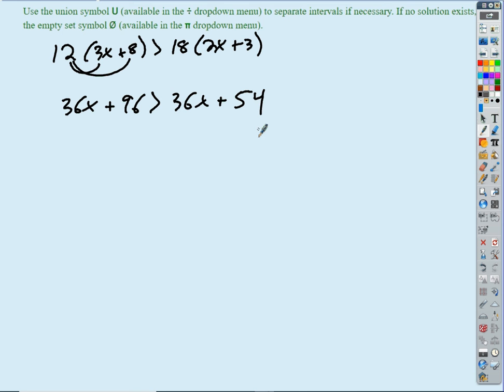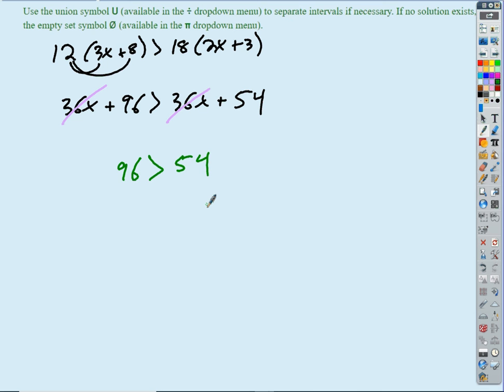What happens? The 36x's go away. I can't push the variables anywhere, because when I subtract 36x from each side, the variables go away. And I end up with 96 is greater than 54. That's facts, right? So what happens if we get a true statement? If the variables disappear, we get a true statement. It happened before to us.